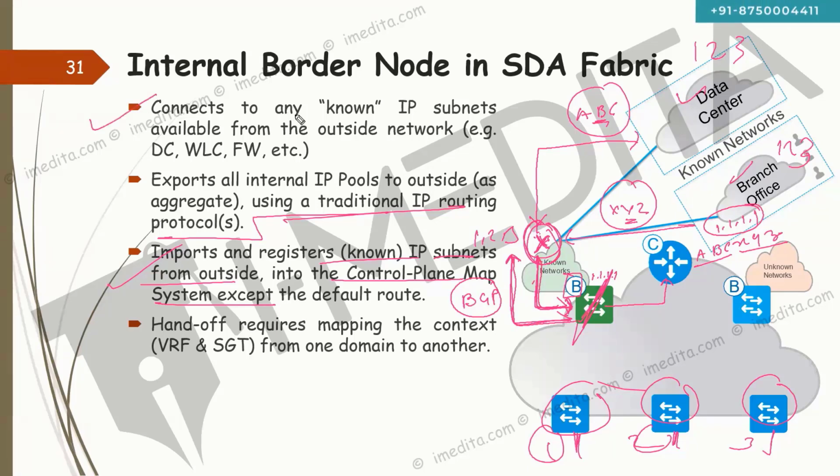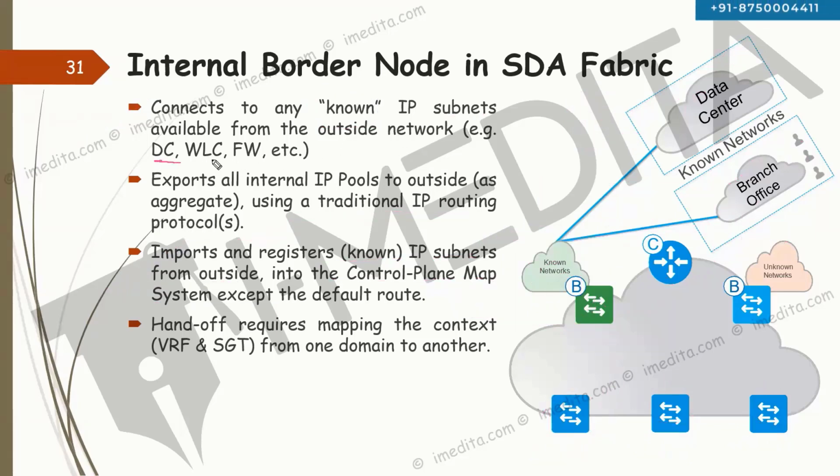So the internal border node connects to any known destinations outside the SDA network, such as, for example, data center, firewalls, wireless LAN controller, branches, and all these devices. It is going to export all the internal IP addresses to the outside using some traditional IP routing methods, not the VXLAN, not the LISP. And it is going to import and register all the outside subnets, like XYZ 1, 2, 3, towards the control plane node as well. It imports and registers known IP subnets from outside into the control plane mapping system, except for the default route.